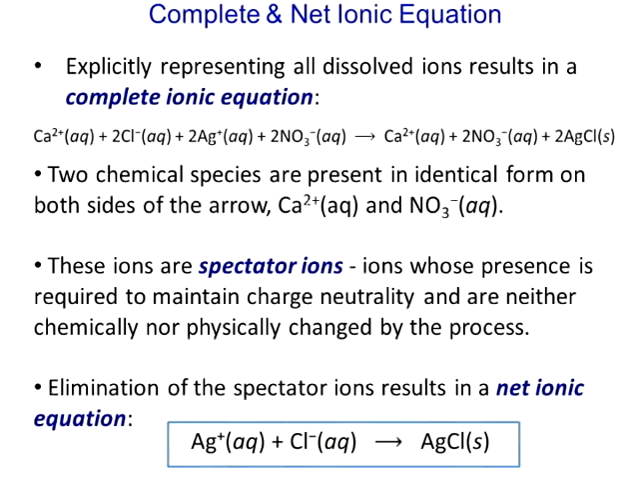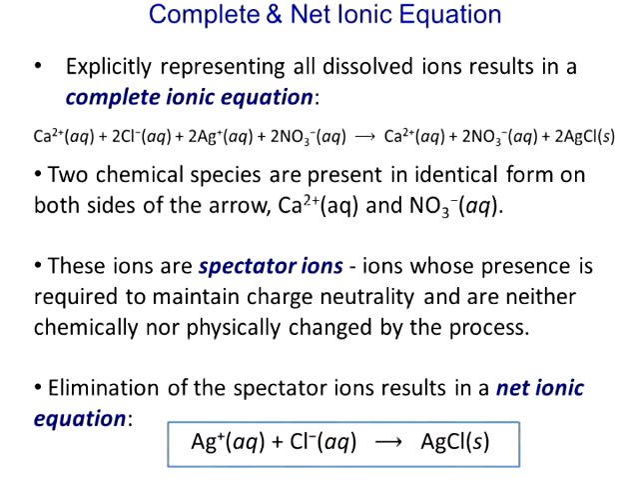produces silver chloride, this double displacement reaction. So we have it where the two chemical species are represented in identical forms on both sides of the arrow. You have calcium plus 2 and NO3 minus because they are both AQ. All right? However, notice that the silver and the chloride have combined to give a solid material. All right? Make a note of that. Watch what happens. Follow it through.